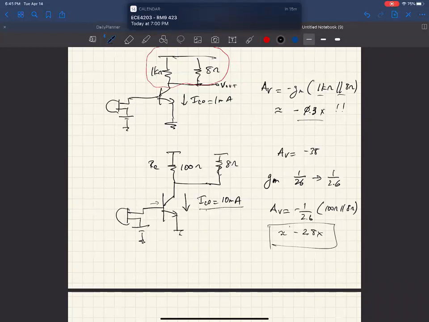Okay, guys, I think we can stop there. And I think we're almost done with the common emitter stage. And we'll talk about some other amplifier structures next time.